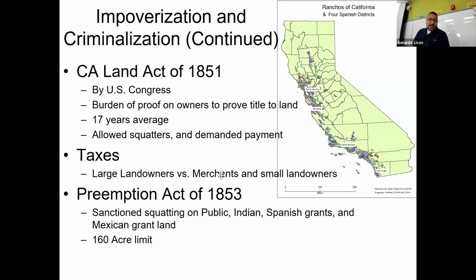Then there was the Preemption Act of 1853. This was an effort to both limit how much people could squat and take, and at the same time also legalize what people were taking. And so the Preemption Act of 1853 said that people could squat, could just take land if it was public land, Native American land, former Spanish land grants, or Mexican land grants.